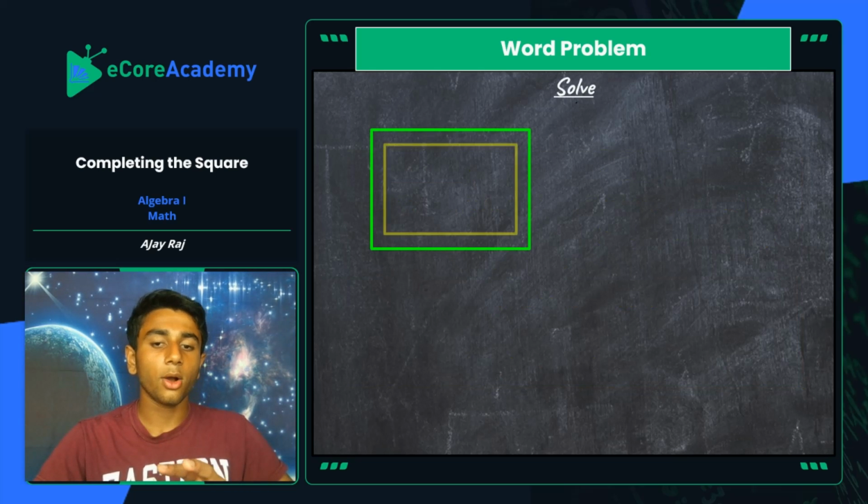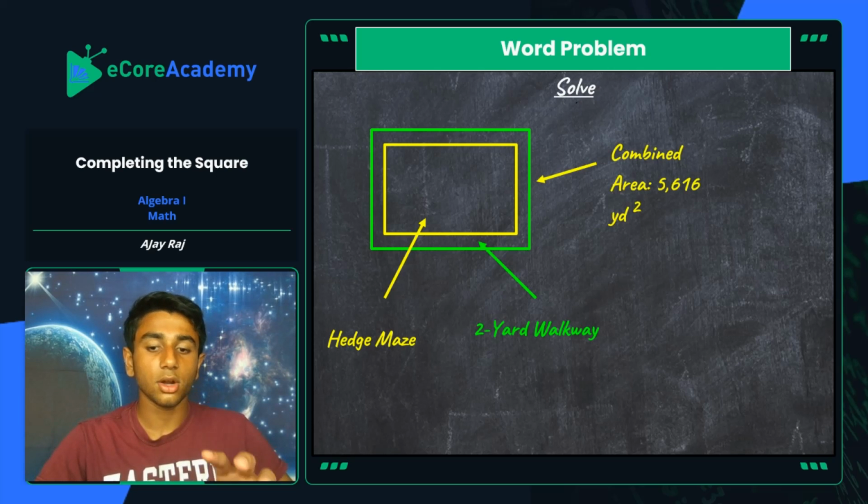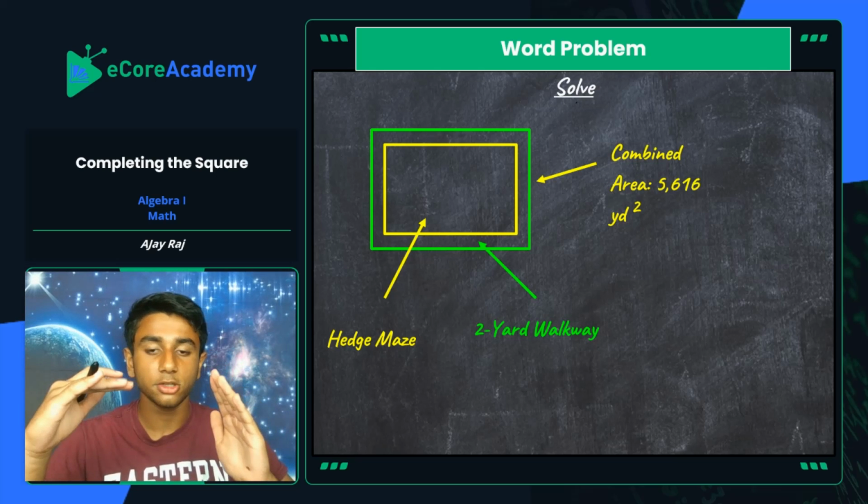So we're given that walkway and then that hedge maze. Obviously, this is our hedge maze, and the green part is our 2-yard walkway. We're also given the info that the combined area of the entire contraption is 5,616 yards squared. What we're trying to look for is the dimensions of the hedge maze. So what is the length and what is the width of the hedge maze?